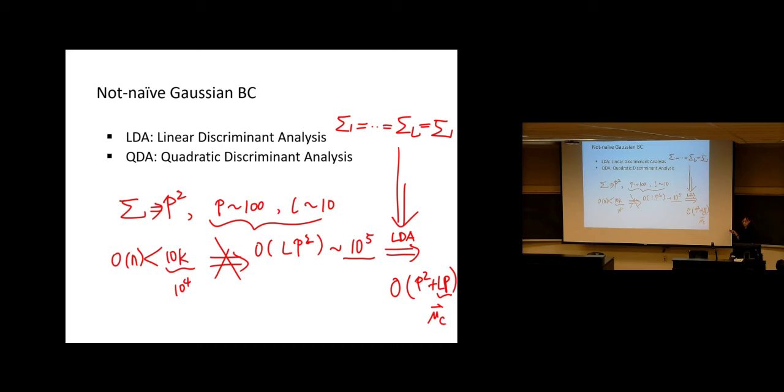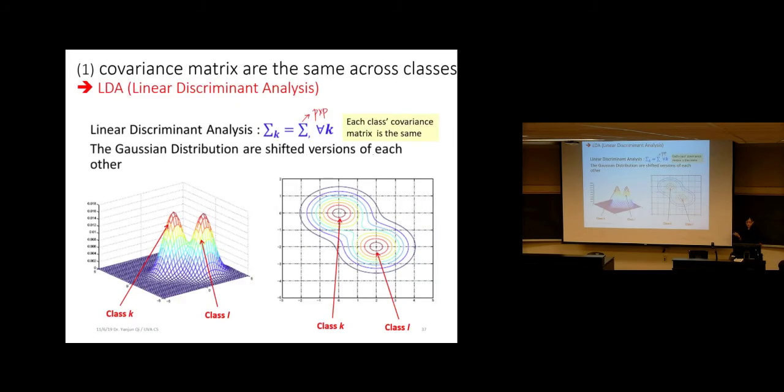So it reduces all LP quadratic into OP quadratic. This also still has the LP. Just don't get confused. You always need to estimate the mean of each class. All right. So what does the LDA look like?